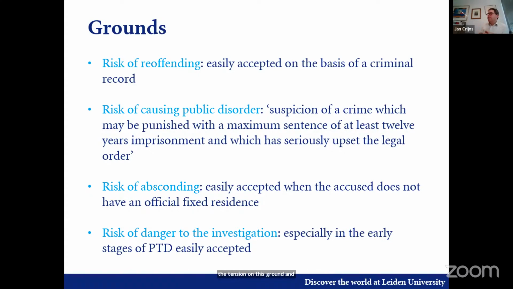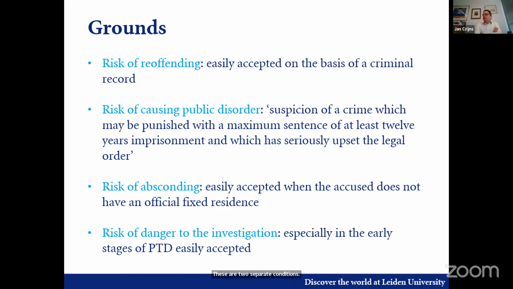And as you see, actually, these are two conditions: a severe crime with a maximum sentence of at least 12 years, and this crime must have upset the legal order. But the reality in practice is that we assume that every crime with a maximum sentence of at least 12 years will upset the legal order. So we make one condition of it, while legally these are two separate conditions.